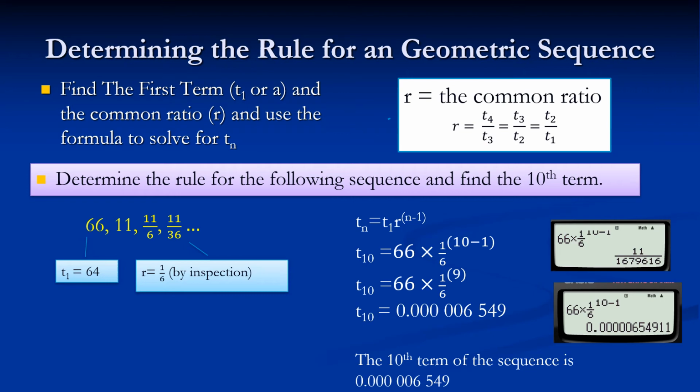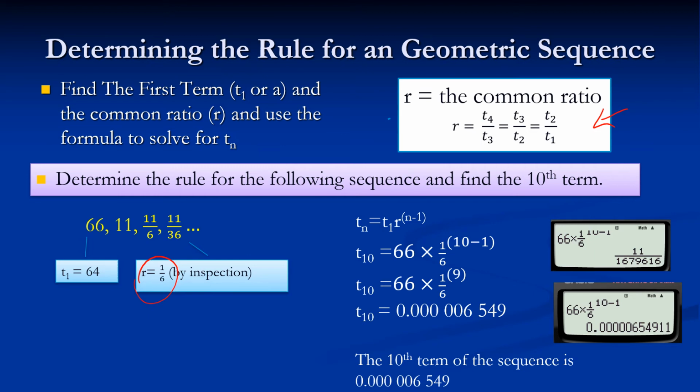So we're going from 66 to 11 over 6 and 11 over 36. So 11 is 1/6 of 66. And 11 over 6, well, that's 1/6, and 11 over 36 is 1/6 again. So we are dividing through by a sixth, so we have now our common ratio of 1/6, and I just did that by inspection. If you wanted to verify that in an assessment situation, you would just substitute that into that formula to verify that this is indeed a geometric sequence.